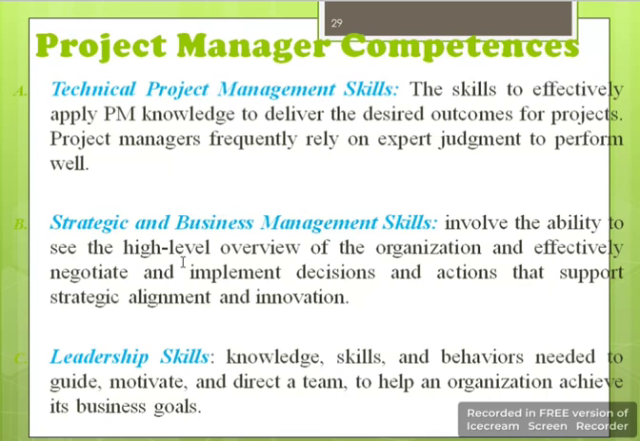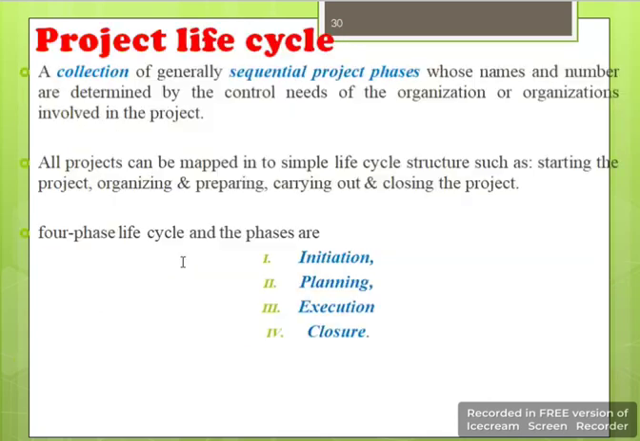A collection of generally sequential project phases whose names and number are determined by the control needs of the organization or organizations involved in the project. All projects can be mapped into simple life cycle structures such as starting the project, organizing and preparing, carrying out and closing the project. 4-phase life cycle, and the phases are: 1.